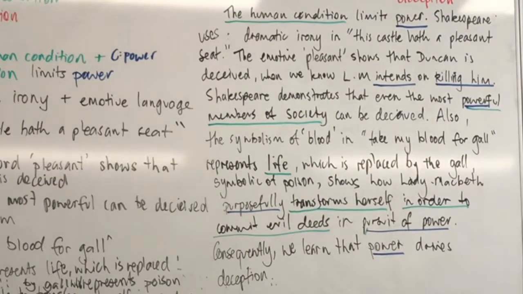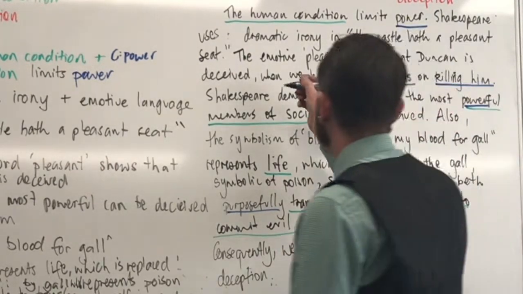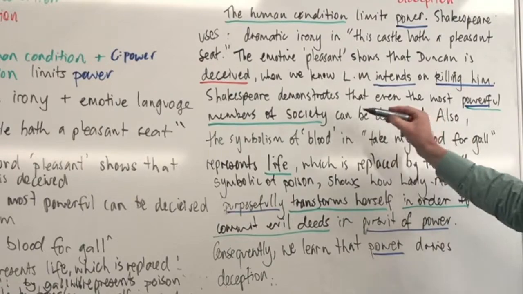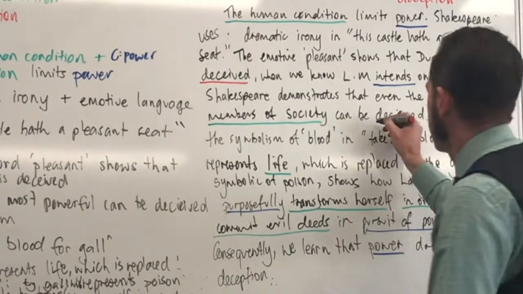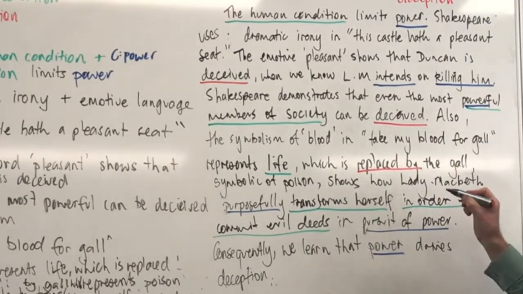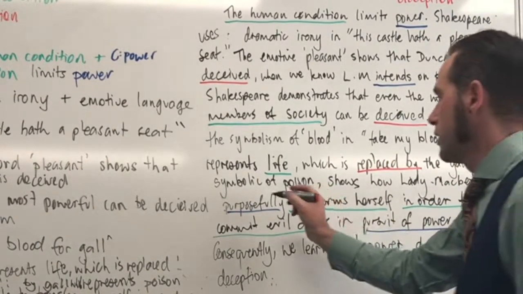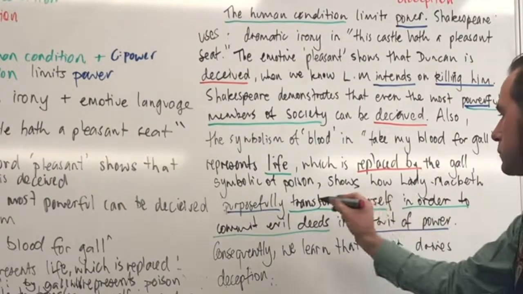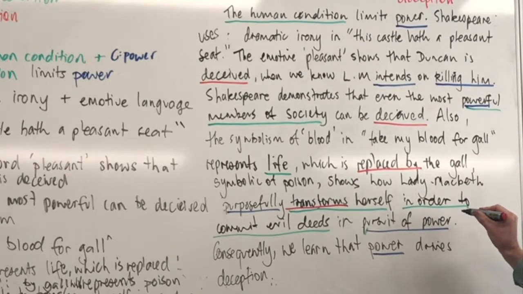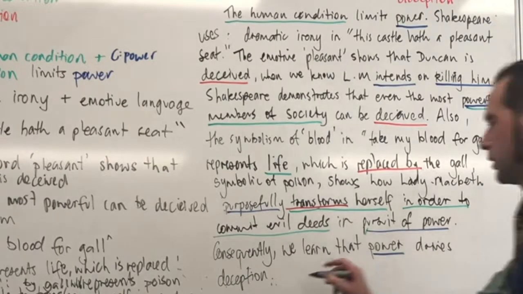Alright, so if we now take our thesis keyword, Shakespeare uses dramatic irony in the castle scene, motivating deception. When we know Lady Macbeth intends on killing him, Shakespeare demonstrates the powerful can be deceived. Also, the symbolism in blood, replaced by gall. Okay, because if you're replacing something, it's deceptive. Transforms. Okay, and then deception.